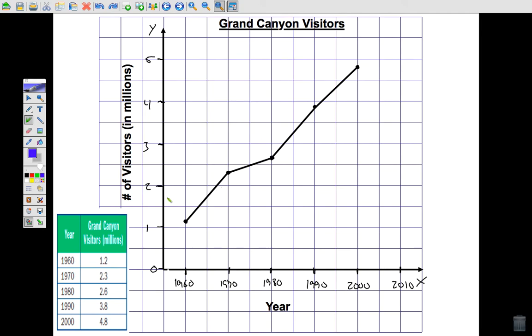And you can see that it's increasing roughly in this range here. Okay, so that way you could extrapolate this and figure out that in the year 2010, it's probably going to be somewhere around here, which would equate to somewhere around, what's this by halves? That's somewhere around 5.5 million, okay? I'm not sure what it actually ended up to be, but this is why a line graph is useful, okay?